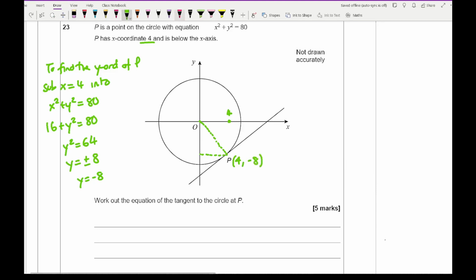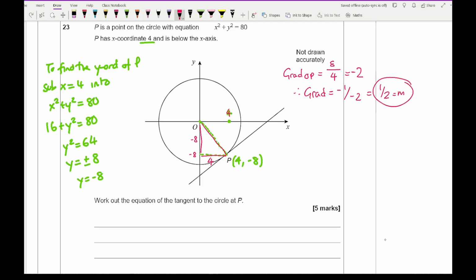So the coordinate for P is going to be (4, minus 8). Now from this I can work out what the gradient of OP is going to be, because if this point here is minus 8 and this point here is 4, that gives me the dimensions of the triangle for me to work out the gradient. So the gradient of OP is going to be the height, which is 8, divided by 4, which gives me 2. Now because it's going down, it's actually going to be minus 2. So the gradient of the tangent, which is the negative reciprocal of OP, is going to be minus 1 over minus 2, which gives me an answer of a half. So m equals a half.